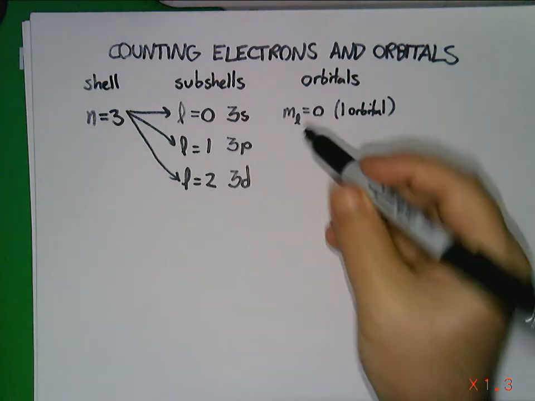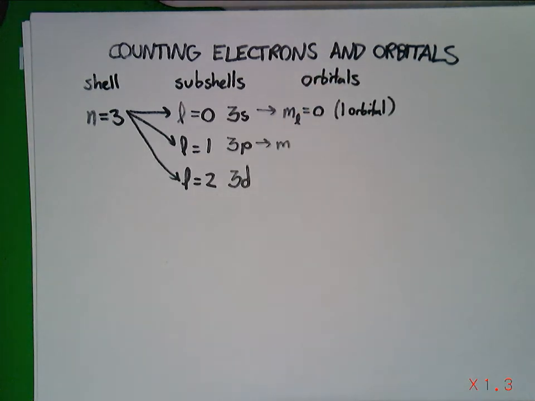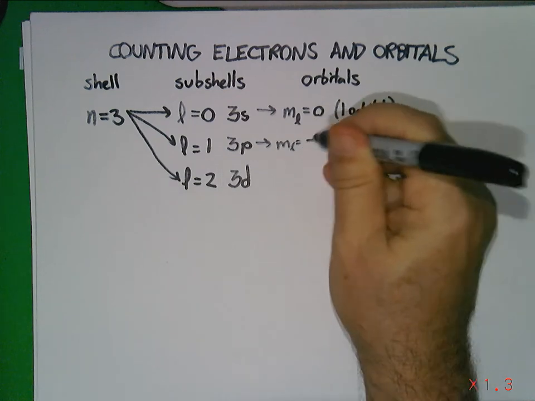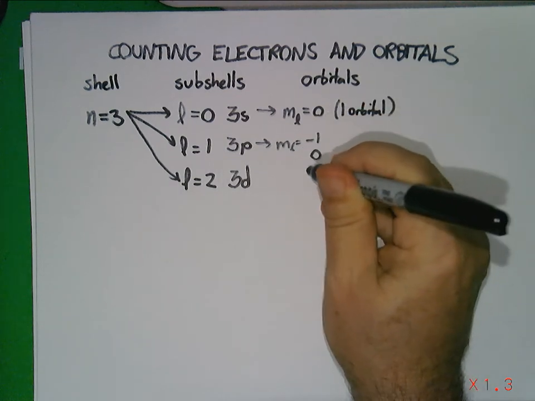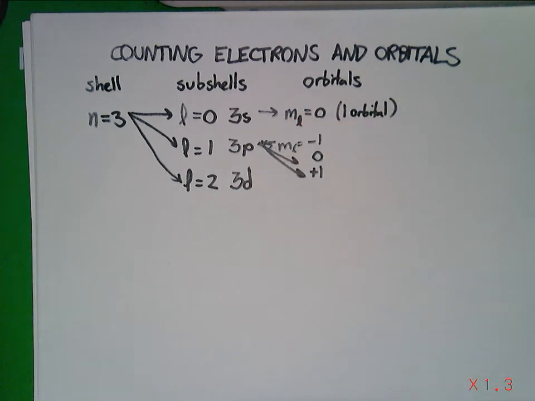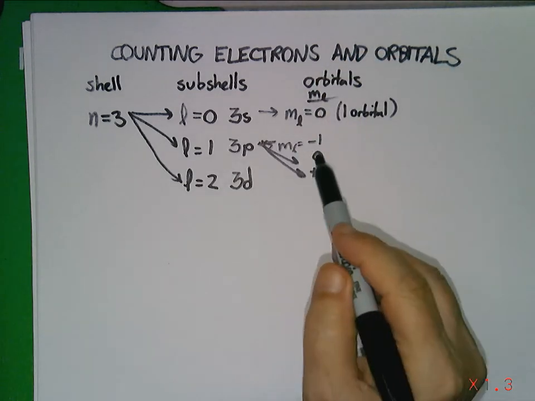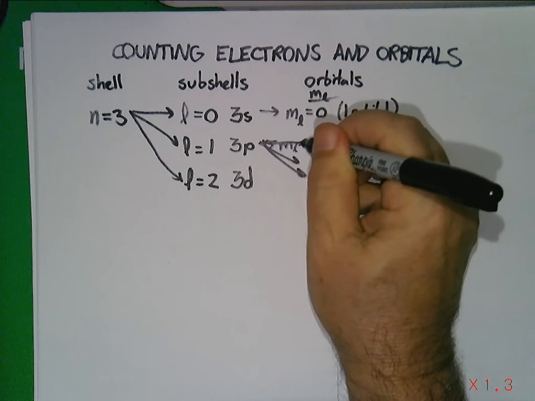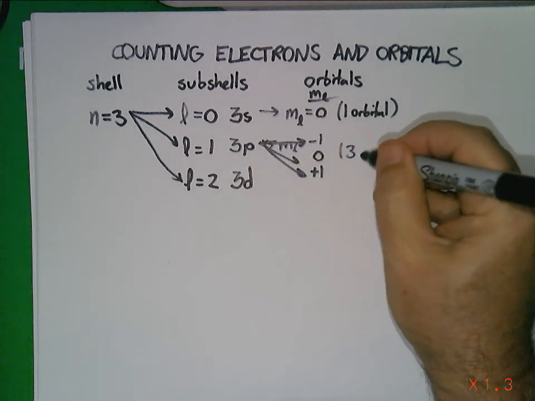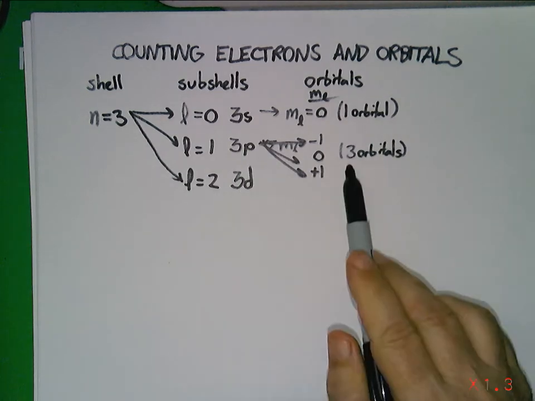Alright, what about this one? The m sub L values here can be minus L up to plus L. So they can be minus 1 or 0 or plus 1. So there are basically 3 different m sub L values. Let me put m sub L as a column heading up here, and that way I won't have to keep on saying m sub L equals. So there's 3 branches there, and that means that there are 3 orbitals in the 3p subshell. This contains 3 orbitals.